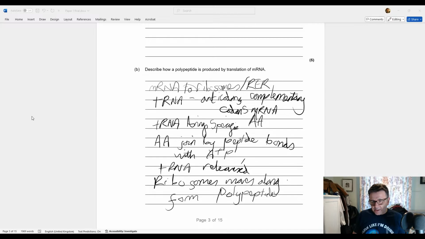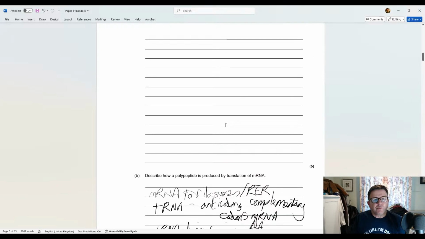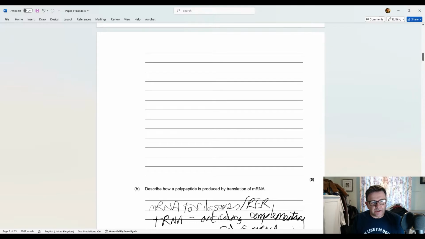Right, okay. So transcription, I might just write it actually. Yes, this is for AQA. It's for AQA, for tomorrow's AQA. Right, I'm going to write it here. So, transcription.